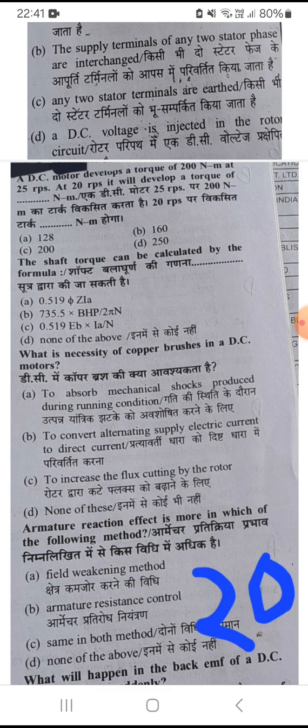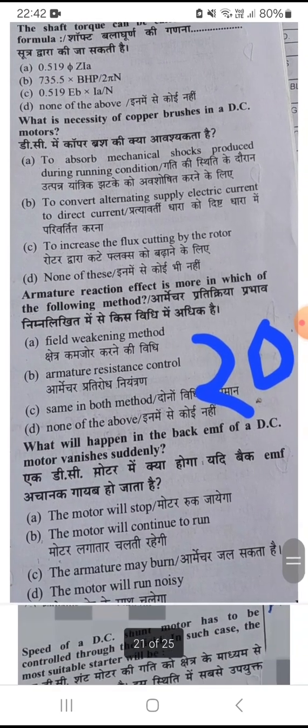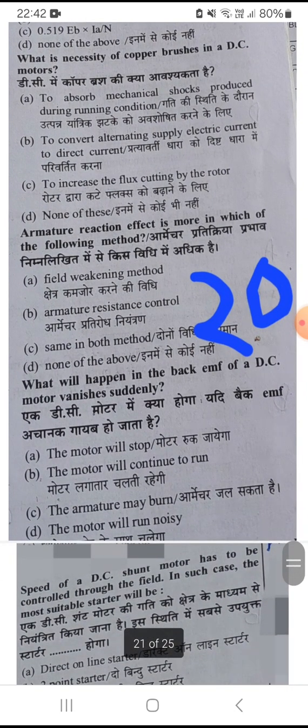Next, the shaft torque can be calculated by the formula, option B, 735.5 into bhp by 2 pi n is the right answer. Next, what is the necessity of copper brushes in a DC motor? Option D, none of this.